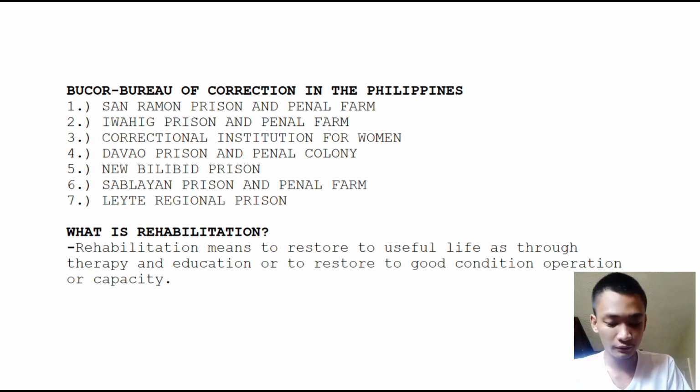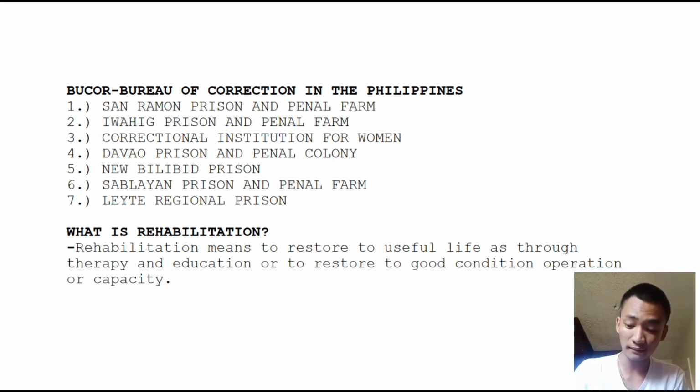Sa pagkakaintindi ko dito, may 7 lugar ang Bucor. Dito yung mga hinatulan ng 3 years na pagkakabilanggo o pagkakakulong. Dito sila dadalhin sa 7 bahagi sa Pilipinas. Number 1, San Ramon Prison and Penal Farm. Saan ito matatagpuan? Ang San Ramon Prison at Penal Farm, matatagpuan ito sa Zamboanga del Sur. Number 2, Iwahig Prison and Penal Farm. Saan ito ulit matatagpuan? Ito ay matatagpuan sa Puerto Princesa, Palawan.